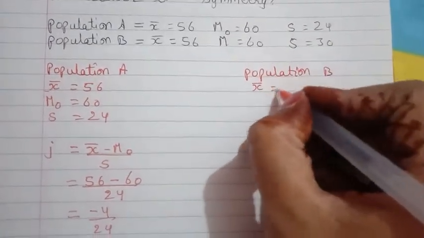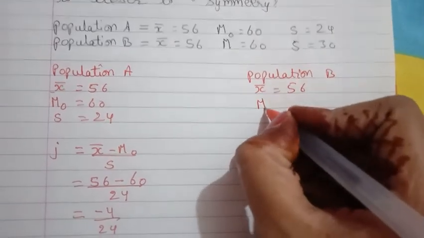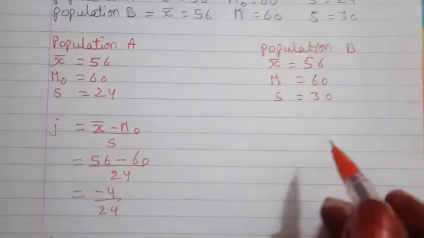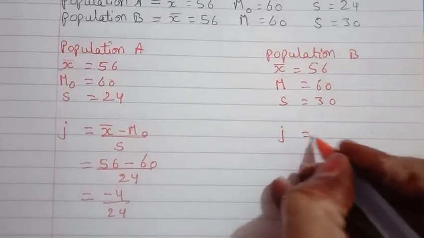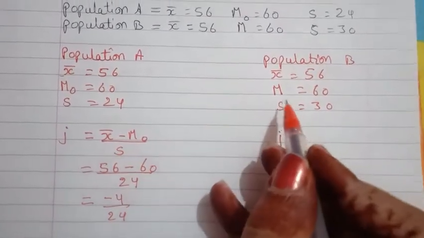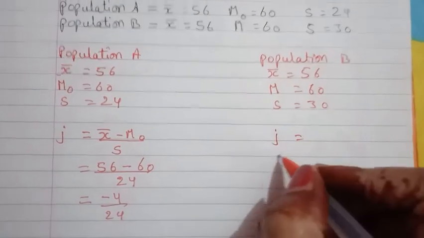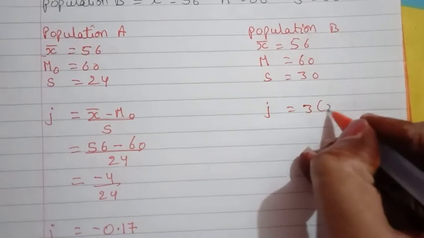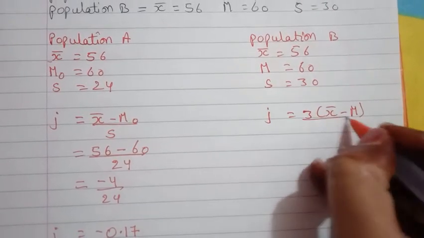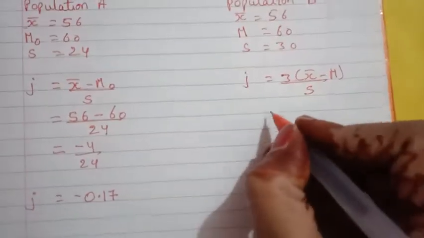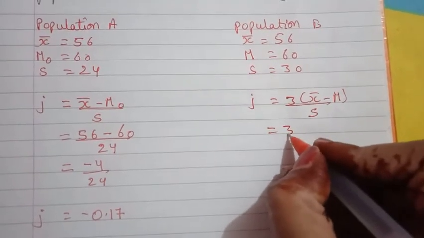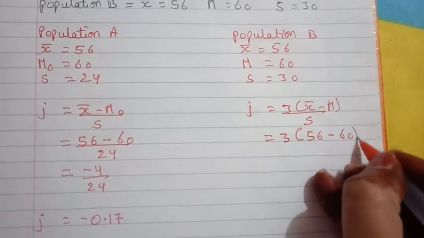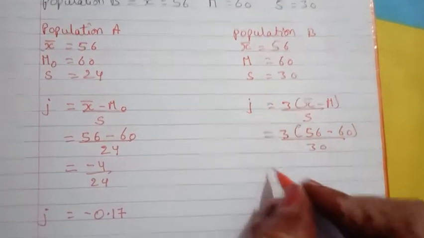Now we will find out for population B. For that x bar is given to us 56, median is given 60, and standard deviation is given 30. Now here for finding coefficient of skewness, I cannot apply this formula because mode is not given, median is given too. So I will use the other one. When mode is ill-defined, that formula, that is 3 into x bar minus M upon S. That is equal to 3. What is the value of x bar? 56 minus median is 60 upon standard deviation is 30.